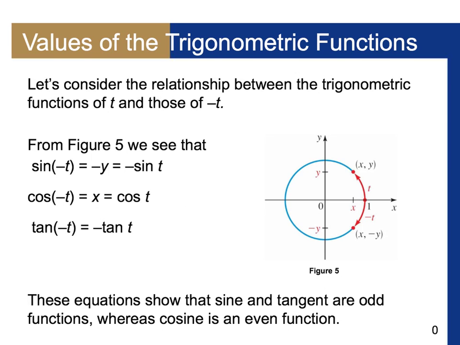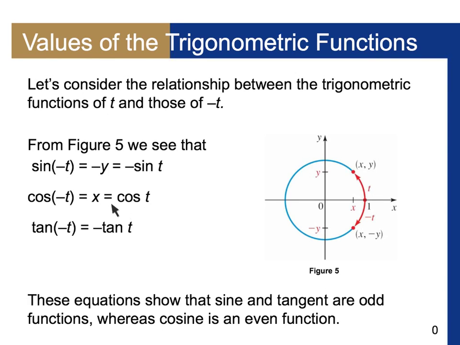Okay, now let's compare our basic trig functions when we take a negative angle. Look at sine of minus t. So here's t, right? Minus t would take us down here. Now notice what changes. The x doesn't change, okay? So the cosine of minus t will be the same as the cosine of plus t. If we go minus t, we still get the same x. What changes is the y, right? So the sine of minus t is going to be minus sine of t, okay?